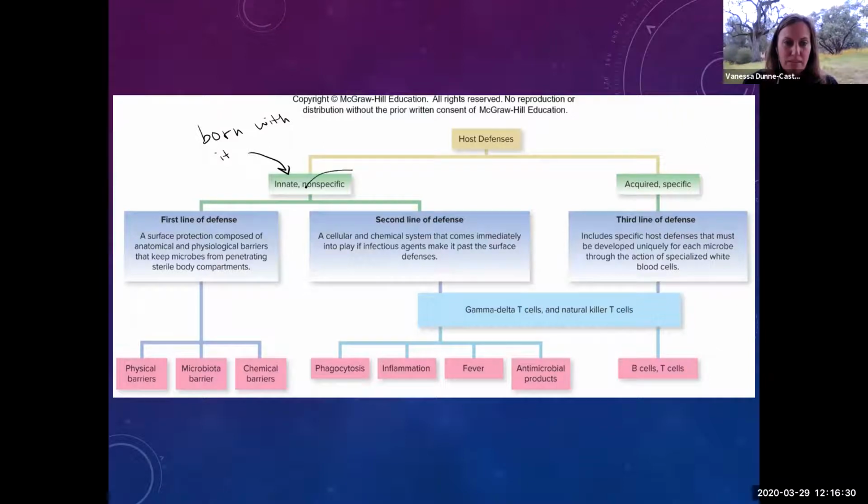So this term non-specific means responds similarly, regardless of what comes in, right, to anything.